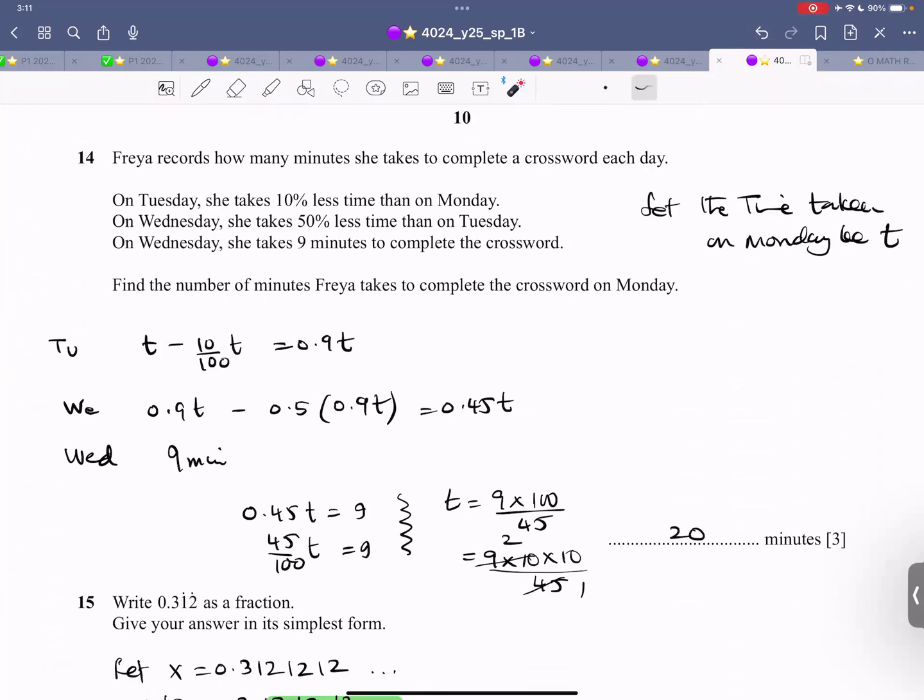Question 14. Faria records how many minutes she takes to complete a crossword each day. On Tuesday, she takes 10% less time than on Monday. So let the time taken on Monday be T. Therefore, on Tuesday, T minus 10% of T, that is 0.9 times the original. On Wednesday, she takes 50% less time than on Tuesday. So the Tuesday time minus 50% of 0.9, that comes out to be 0.45 T. On Wednesday, she takes 9 minutes. That means 0.45 T is 9 minutes. Simple problem. Therefore, this comes out to be 20. That is the time taken for crossword on Monday.